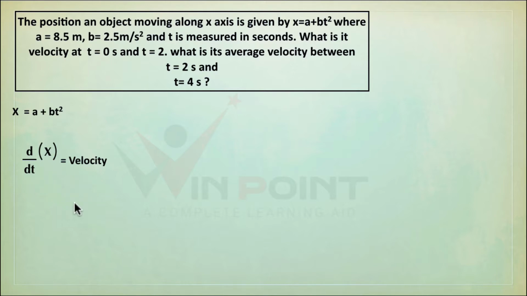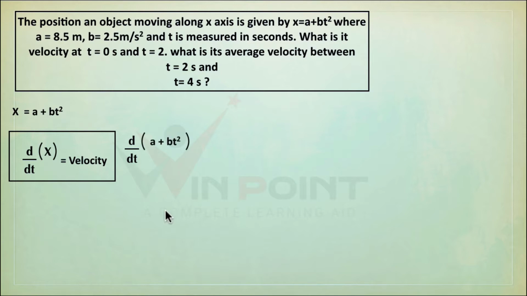Now we are going to differentiate it. D by dt of what is the value of x? X is a plus bt square. So d by dt of a plus bt square. For differentiating, we need to split it into two terms. There are two terms here: a is one term and bt square is another term.